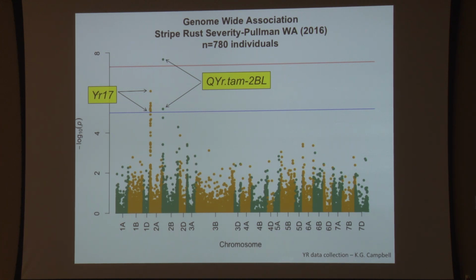So in this panel, this was almost 800 individuals in Scott's breeding program. YR17 is one of the R genes associated with resistance, but it's combined with the quantitative resistance. It's out of a variety called TAM111, and it also has a strong association. So in this case, it's an R gene plus an apparent quantitative resistance involved in the breeding program.